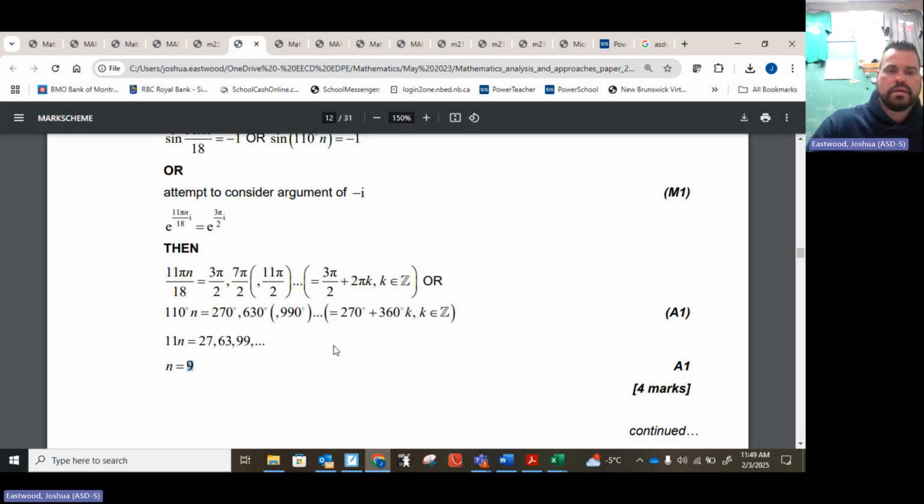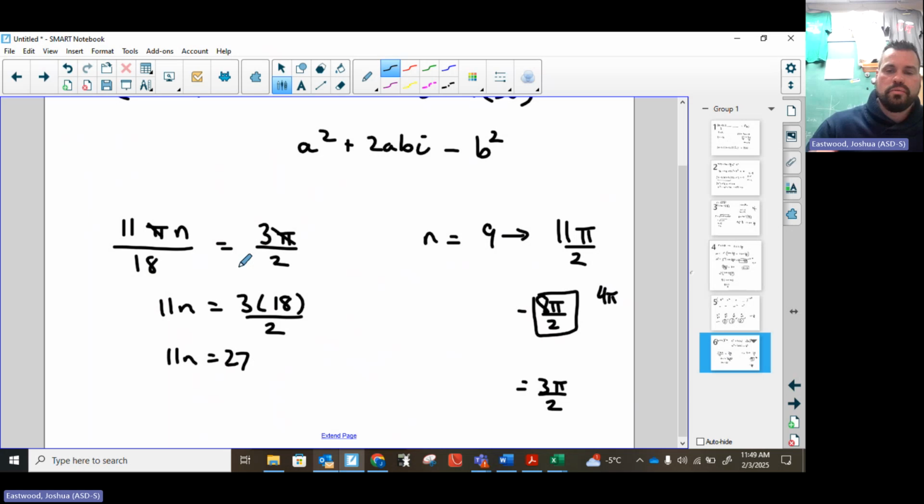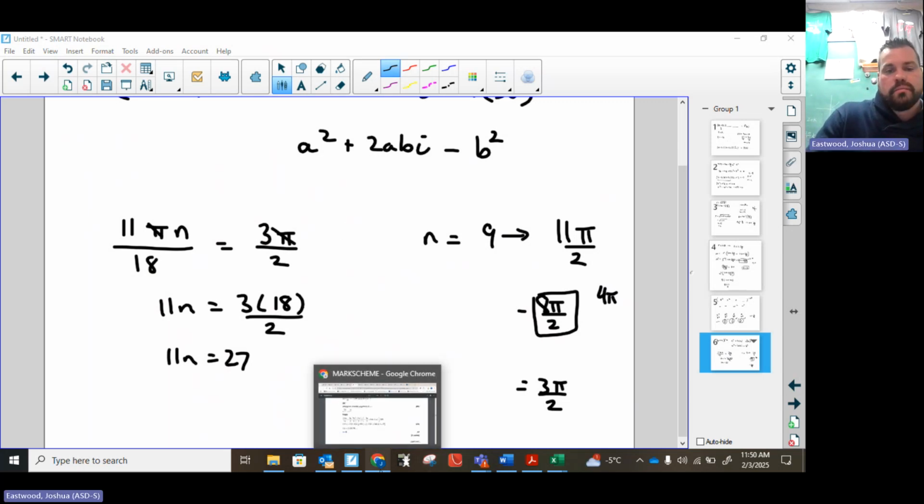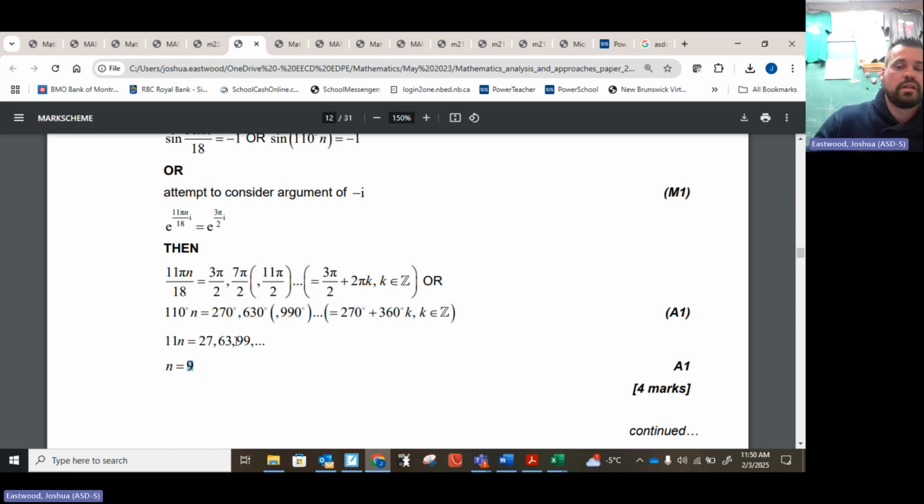So hopefully that makes sense. It's just we're looking at all the possibilities. I'm zooming in on the first one here just to show you how we're getting to 27. But 27 doesn't work. 27 divided by 11 is not a whole number. So we go to the next one, which would have been 7 pi over 2, because you're adding 4 pi over 2, or 2 pi, each time. So that 7 doesn't work either, because you get 63, and 63 is not divisible by 11. So that's how you have to get to 9. So you need the minimum value. So hopefully that clarifies that part of it.